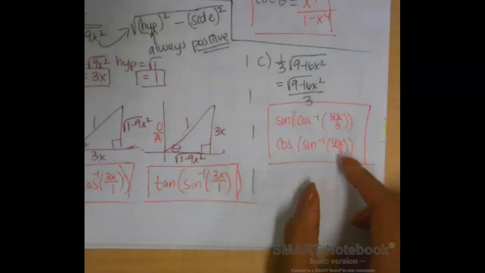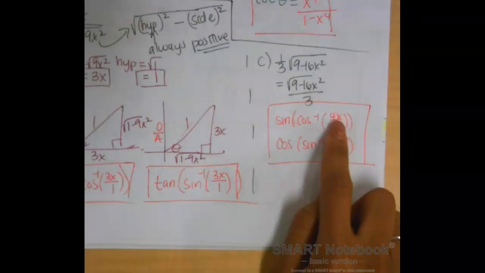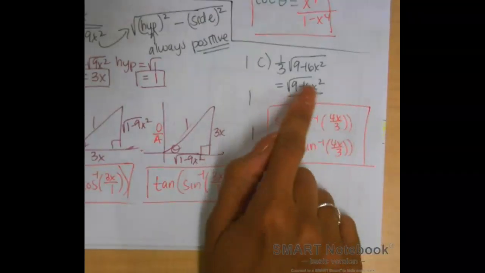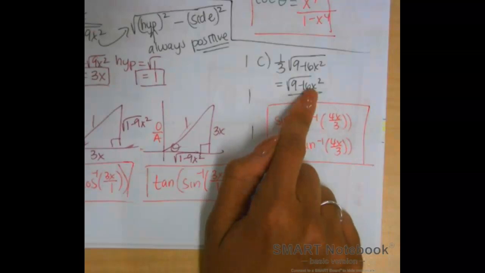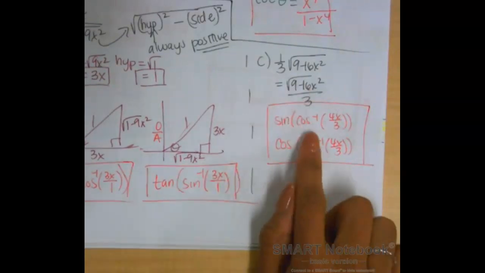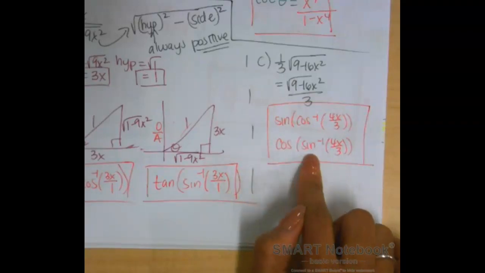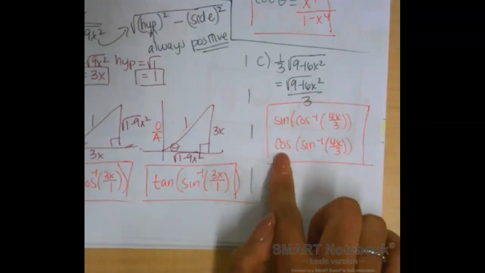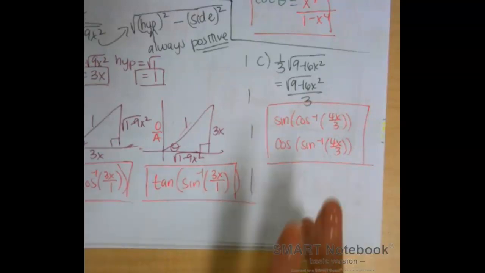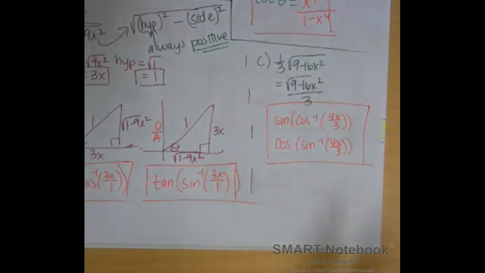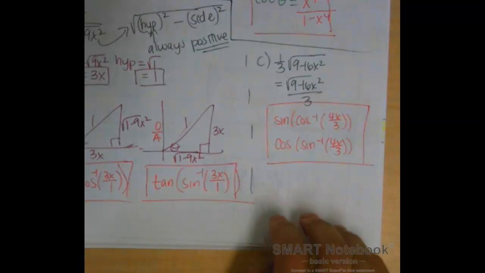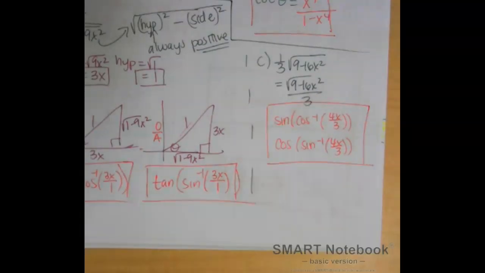So this is the solution you should have found. You should have had 4x over 3. That's pretty much coming from taking the square root for both of those numbers. Based on what triangle you have, one of them should have cosine inverse, the other one should have sine inverse. And then for the actual trig function outside, notice there's no inverse, it's just sine and cosine. So those are the only two things you have. If you don't understand how I got one of those two, you need to let me know.